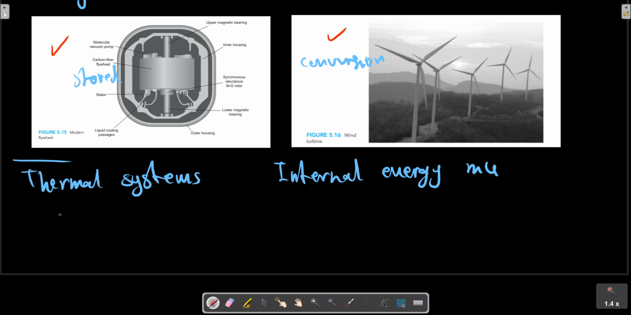A cool pack is a gel with a high heat capacity or a substance that undergoes a phase change.